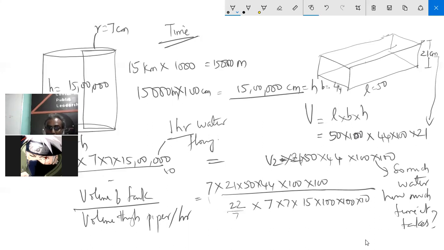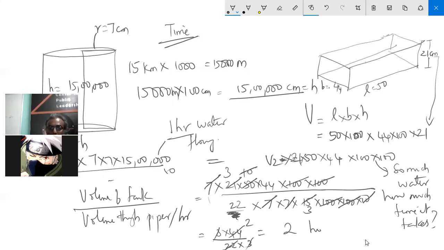I'm writing like that. 100, 100 gone, 100, 100 gone. Okay. This 7 and this 7 gone. 21 will go 3 times in 7. That also gone. This will go 5 times. This will go 3 times. So this 10 and this 10 also gone. What is remaining is 3 into 44 divided by 22 into 3. 3 and 3 also gone. 22 will go into 44 twice. That is equal to 2 hours. What is the time taken? Time taken is 2 hours.